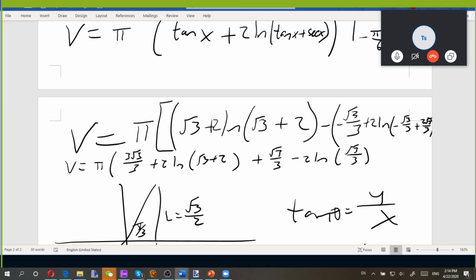Or pi times 3 root 3 over 3 plus 1 root 3 over 3 is 4 root 3 over 3 plus 2 natural log of root 3 plus 2, minus 2 natural log of root 3 over 3. I could use properties of logarithms to combine this. I'm okay if you leave it just like this, though. Any questions on what we did?